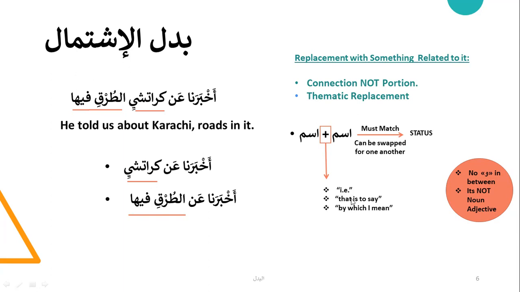Also, there is an implied 'that is to say' or 'by which I mean'. So he told us about Karachi, by which I mean the roads in it. He told us about Karachi, that is to say, the roads in it. So you see all these implied meanings are coming over here. They're invisible, but they are here. And we see there is no wow, and it's not noun-adjective. Now let's come to the last one.